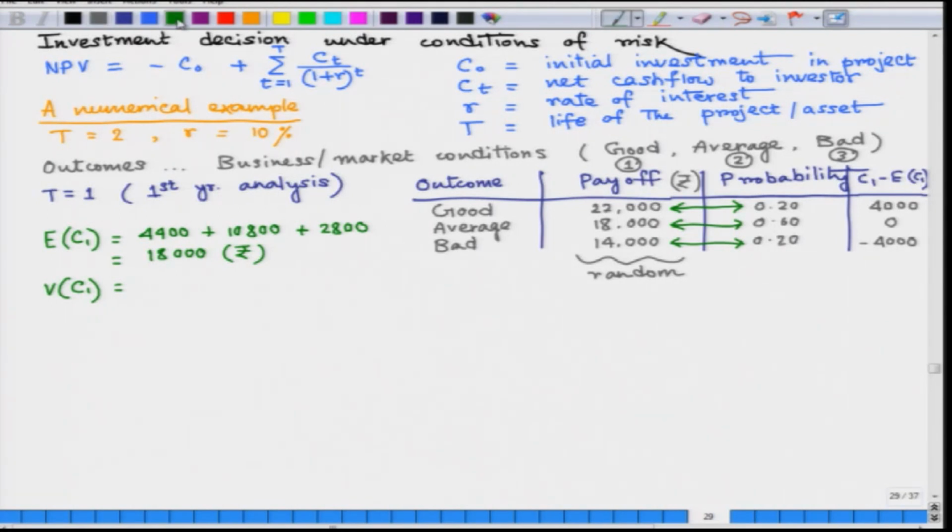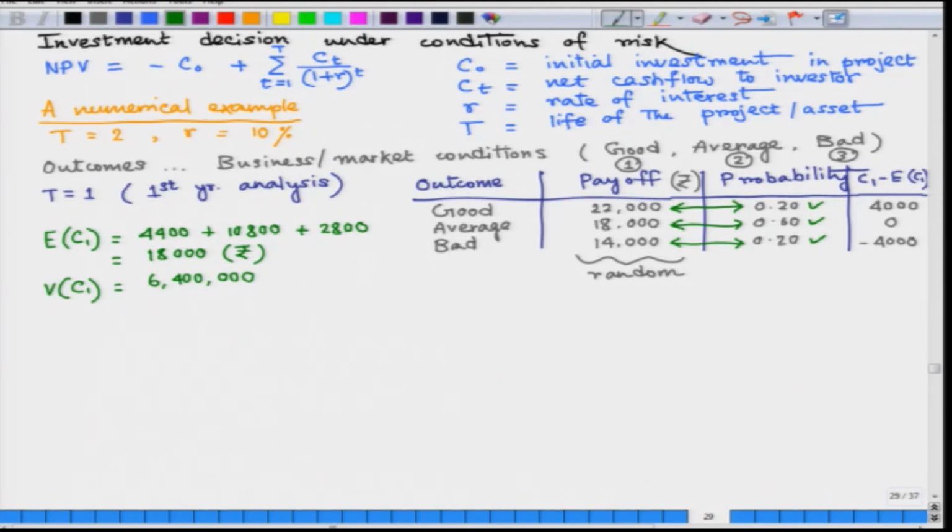Now, let us go back to the formula. So, we need to square these difference terms, and that will give us some numbers. Then we need to multiply those numbers with these probability values, and if we sum them up, then we get a number. So, that is basically my variance.